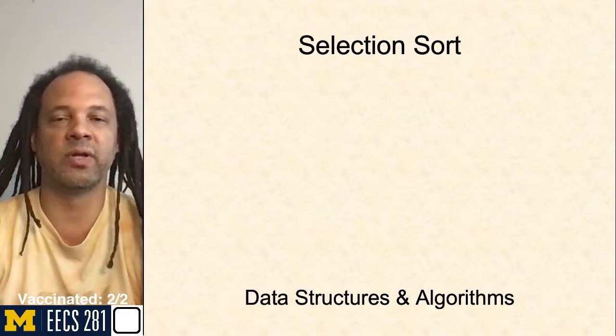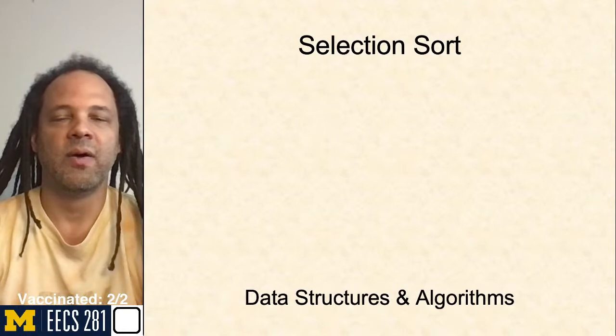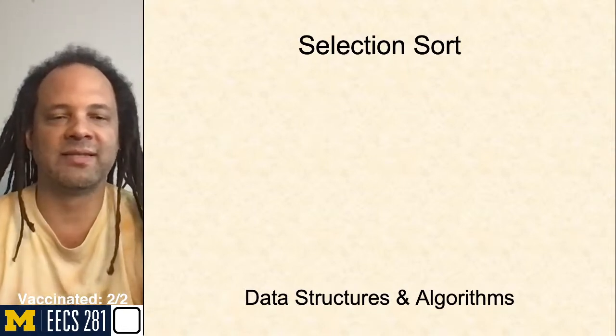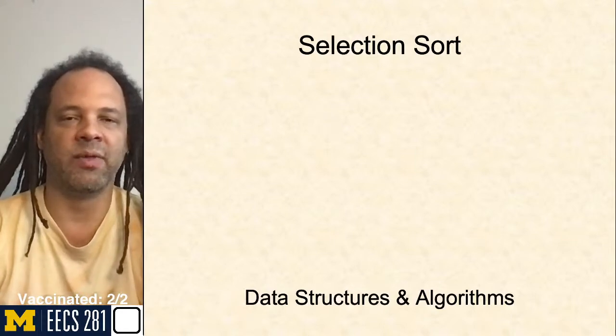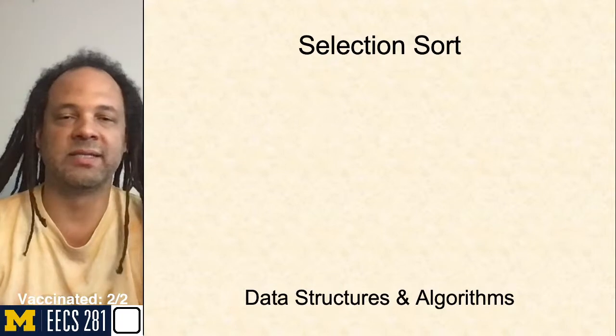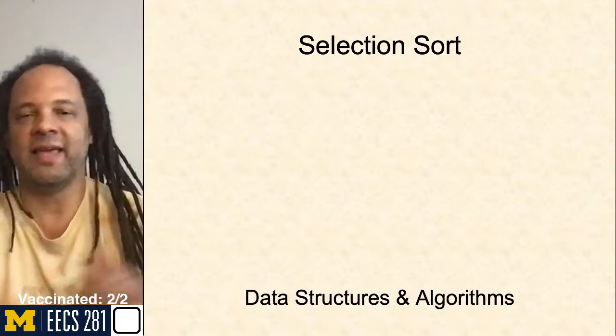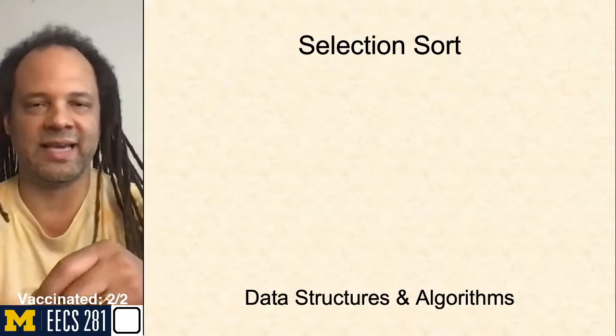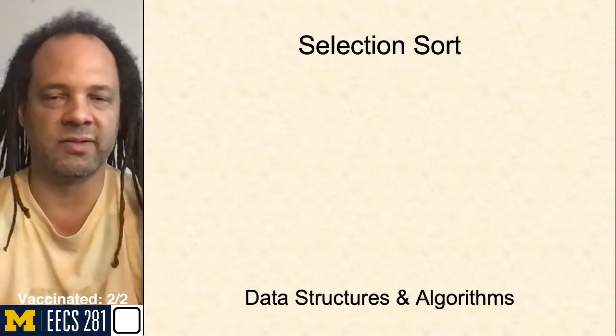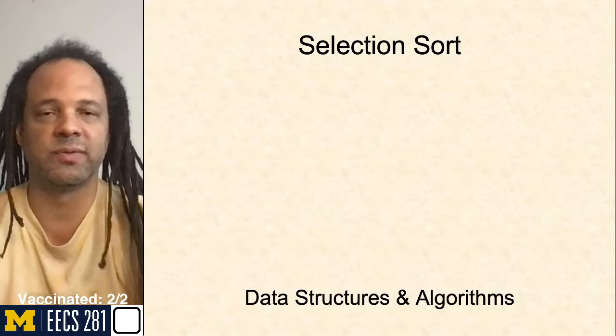This is an elementary sort as well. This one mimics a process that we do more often when we're dealing with things. You've got a bunch of things to sort, usually a mixed up deck of cards. You'll find the ace, 2, 3, 4, 5. You'll find that smallest item, then find the second smallest item, then find the third smallest item. That's how selection sort works.